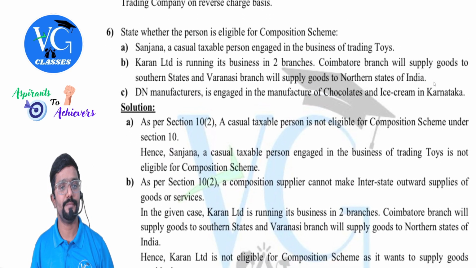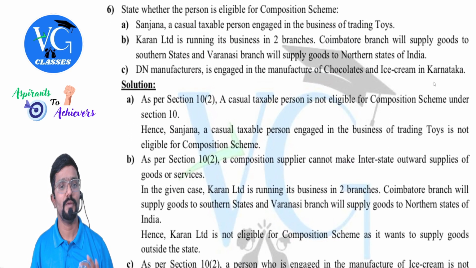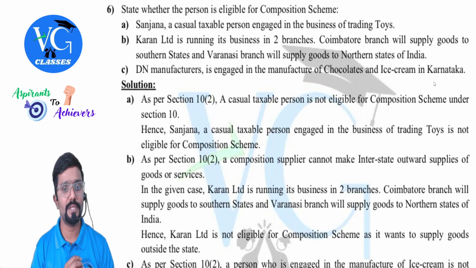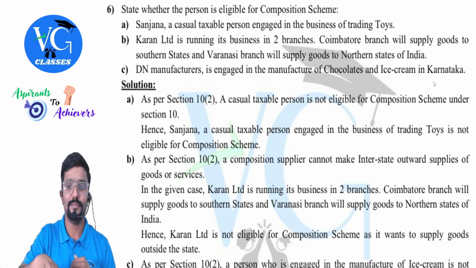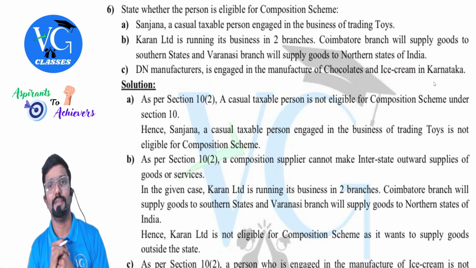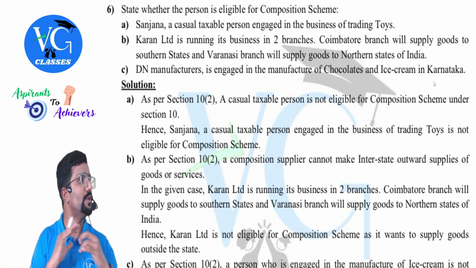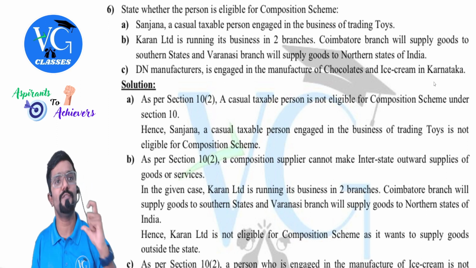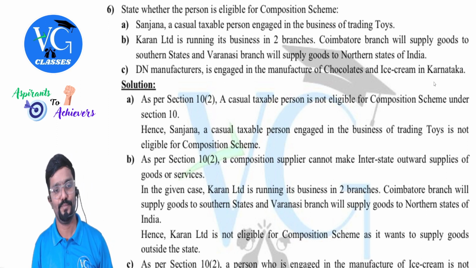Last case, C. DN Manufacturers is engaged in the manufacture of chocolates and ice cream in Karnataka. Can they follow composition scheme? No, because they are manufacturing one of the items covered in the notified list.